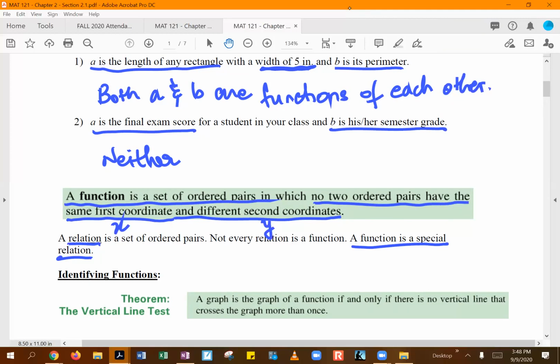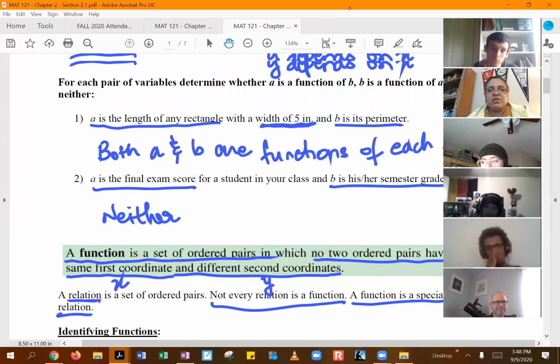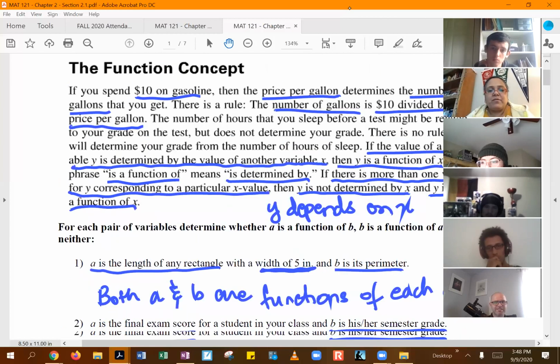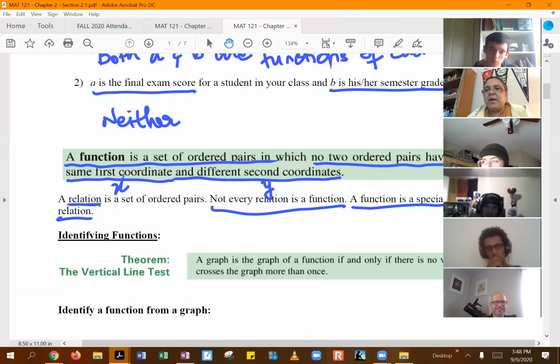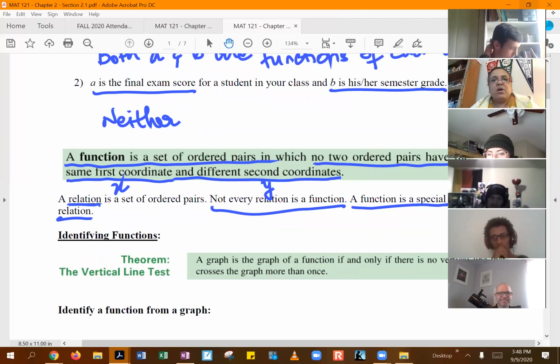So keep in mind, they can all be relations, but only some of them will be a function. It's very special: if it meets this definition, we can call it a function. I just wanted to introduce this idea of what a function is. We will definitely pick up with identifying our functions and what that looks like next time.